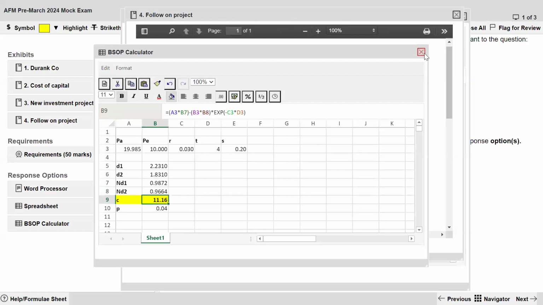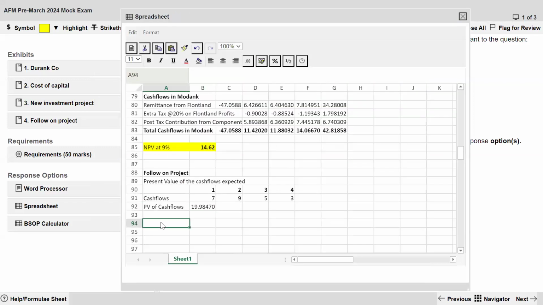Now, the value of the follow-on project is 11.16.